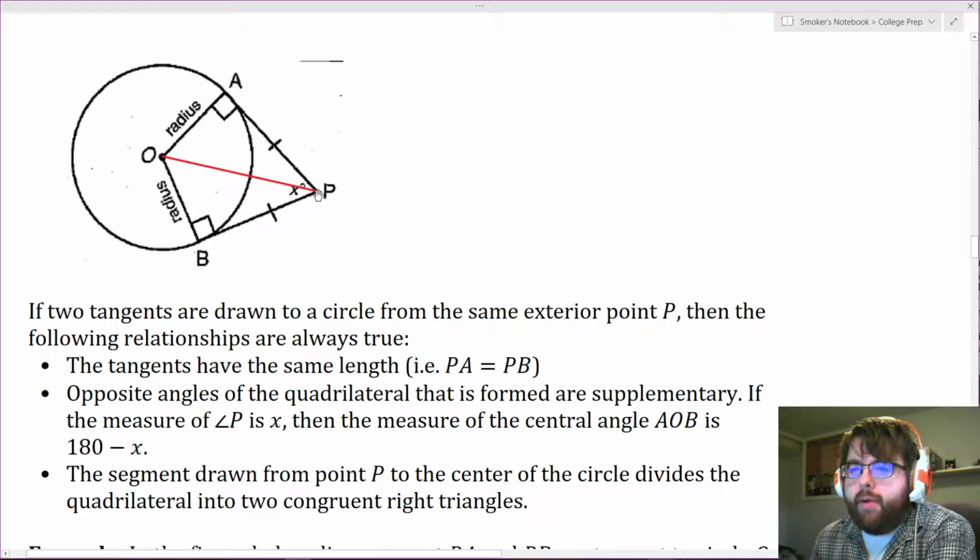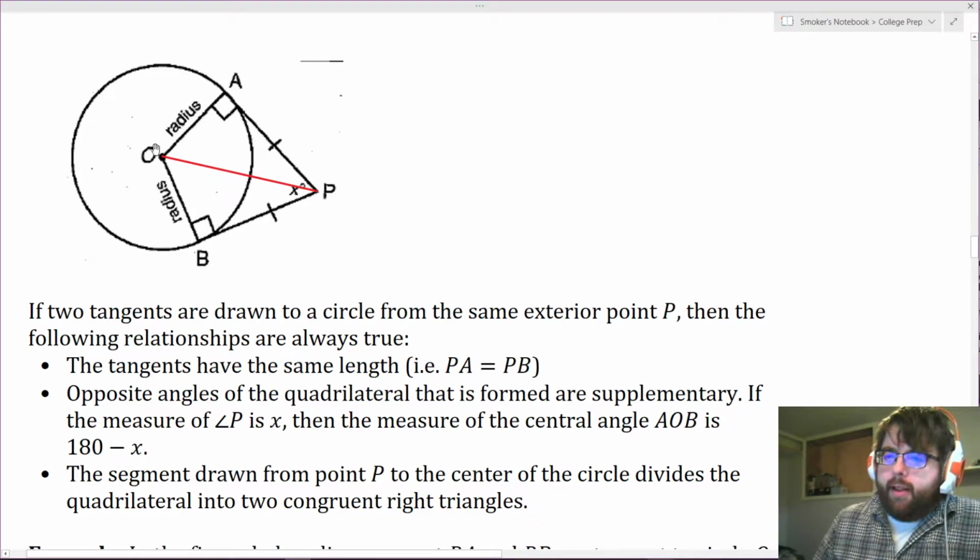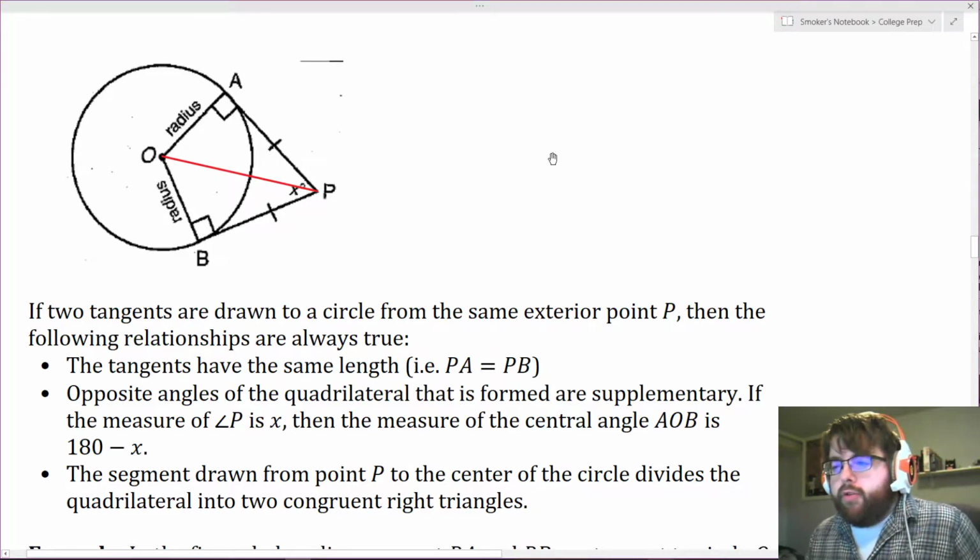All of this happened by just picking a point outside the circle and drawing tangents to it, and we're noticing all the stuff that's happening. You're taking this quadrilateral that forms, and you're able to divide it equally in half and get two congruent triangles.